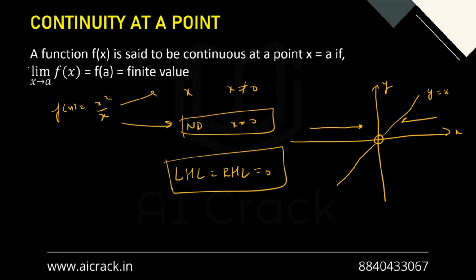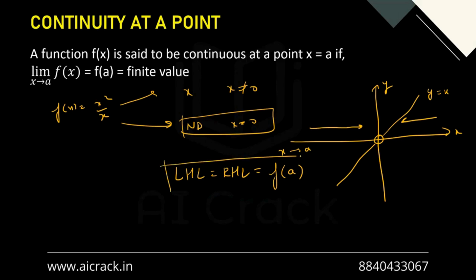So if you want to define a continuity at a point, then we say the function must be defined at that point, and that should be equal to the value of limits at that particular point. So that basically means LHL equals RHL equals f(0) in this case. Let's say if the point is a, in that case, that would be f(a). Basically, we are considering x approaches a. Okay. So this is the basic condition for the function being continuous.